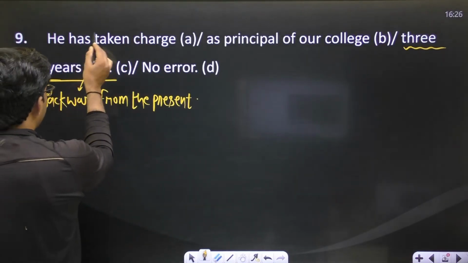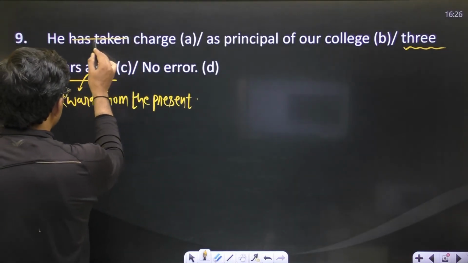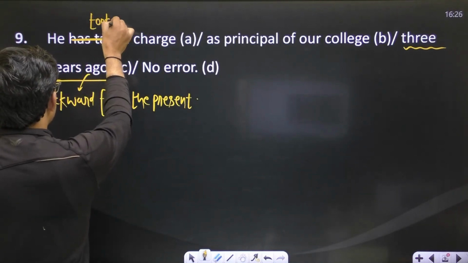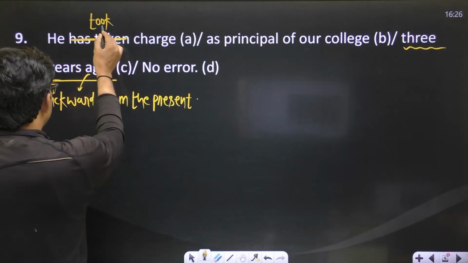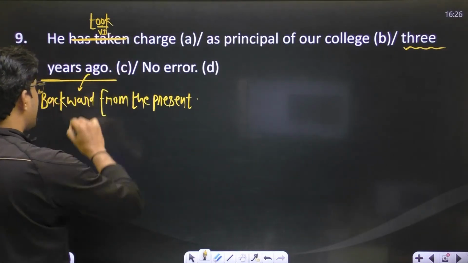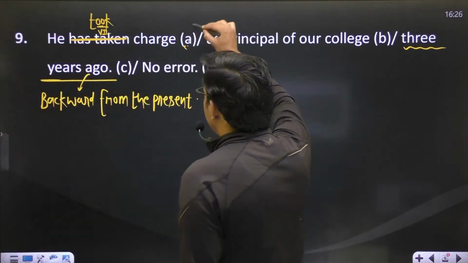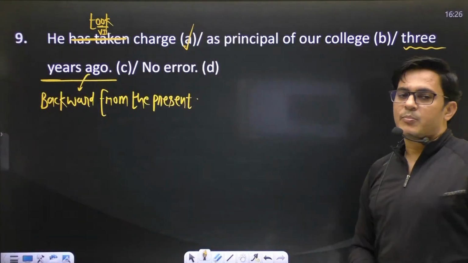So just replace has taken, replace this present perfect tense with past indefinite. So the sentence will be like, he took charge as principal of our college 3 years ago. And now you will find the error will be in part A.